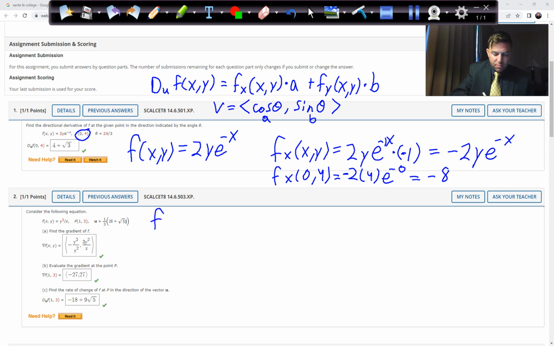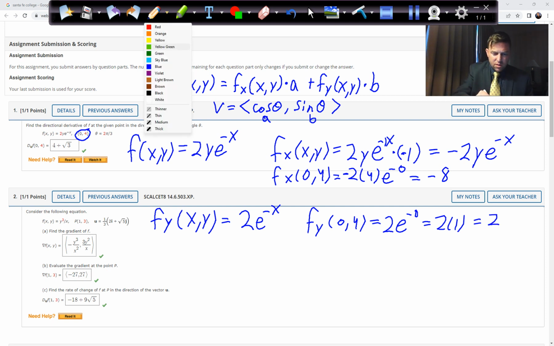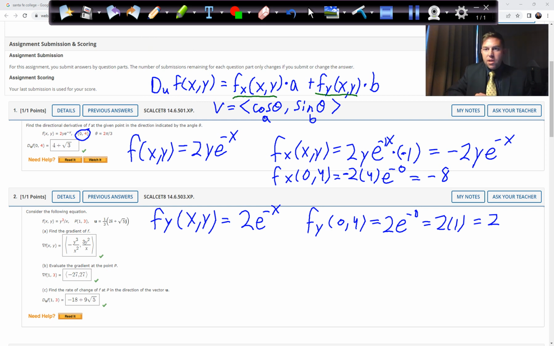Okay, now we find the partial derivative of f with respect to y at (x, y). So our original function, y is now the variable, so the derivative of 2y is just 2, and then e to the minus x is considered a constant. Now we plug in (0, 4), and we get just 2e to the minus 0, which is 2 times 1, which is 2. So we just solved this and this. So if we can get a and b, we can multiply and get the answer.